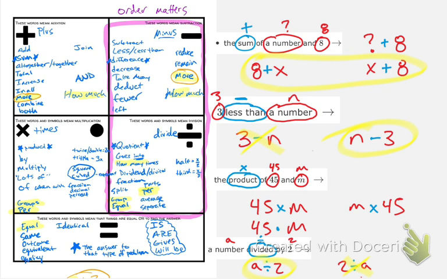Hopefully that gives you a sense of how to work on these problems, and also how tricky finding the correct order for those subtraction and division problems might be. So please make sure that you take extra time when you're working on any subtraction or division problem that might trip you up just a little bit.